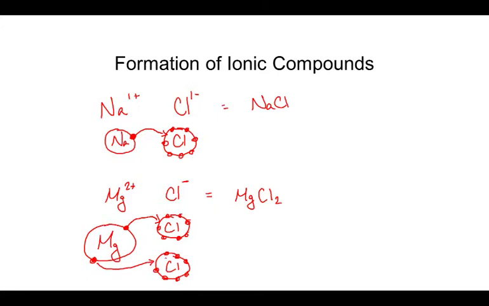Okay, so once again, magnesium is a 2 plus, chlorine is a 1 minus, so it takes 2 chlorines in order to balance out the magnesium. So it becomes MgCl2.